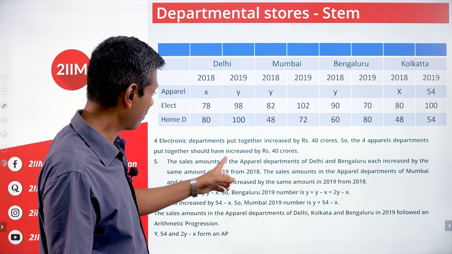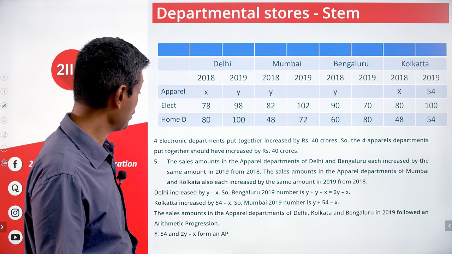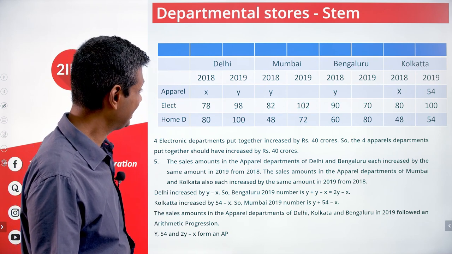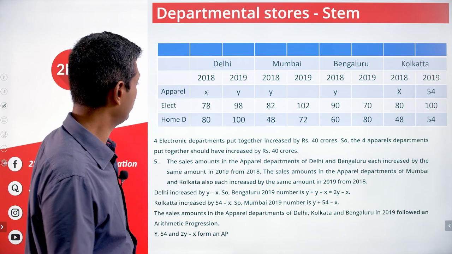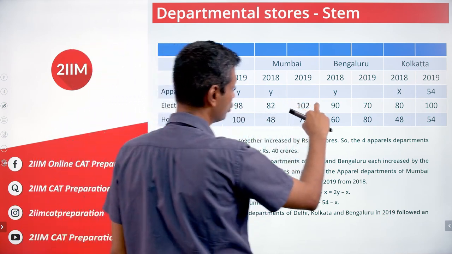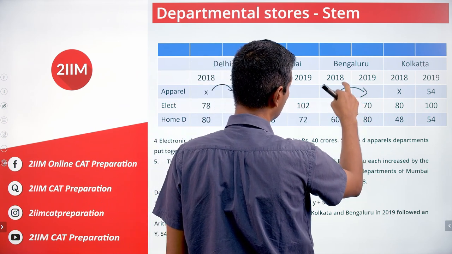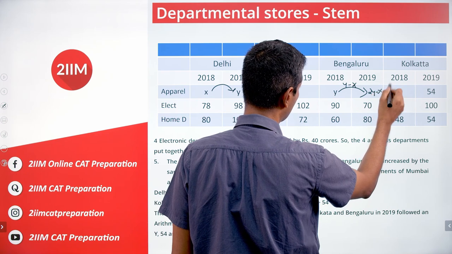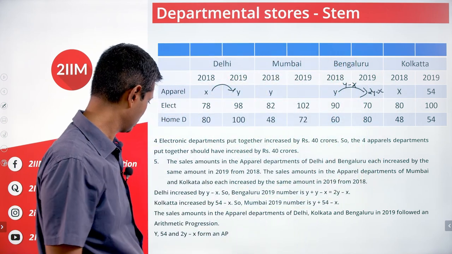The sales amounts in apparel departments of Delhi and Bengaluru each increased by the same amount from 2018 to 2019. Delhi and Bengaluru increased by the same thing. This goes from X to Y, so the increase is Y minus X. Bengaluru should go from Y to something increasing by Y minus X, or this becomes 2Y minus X. Lovely.